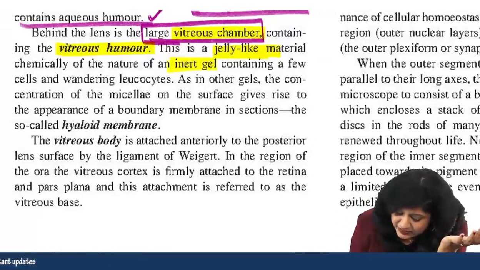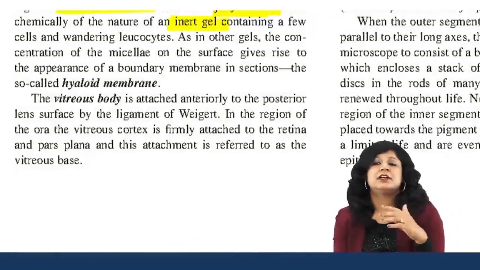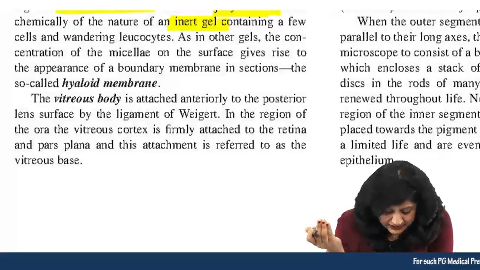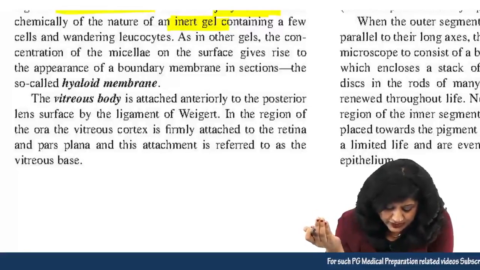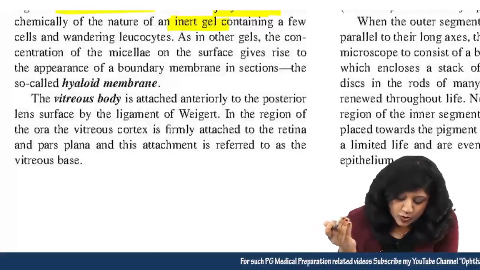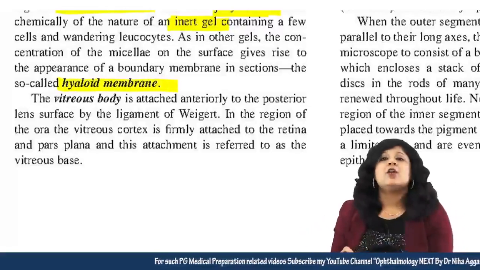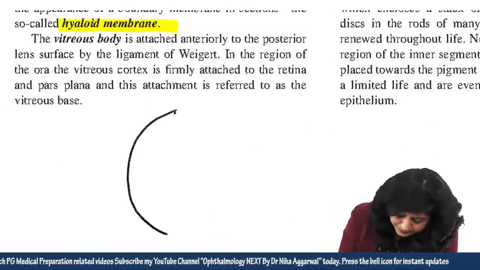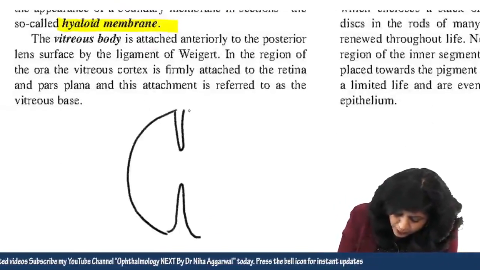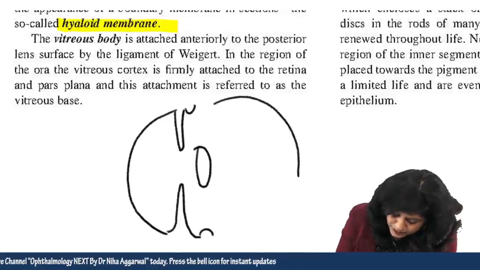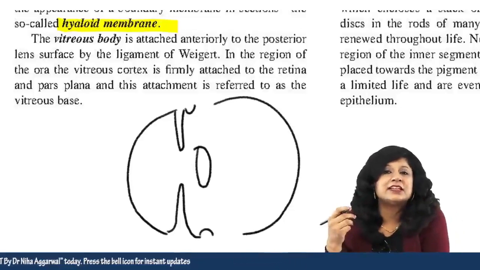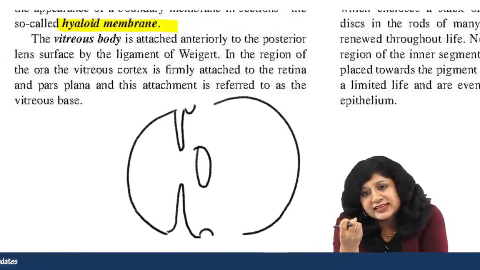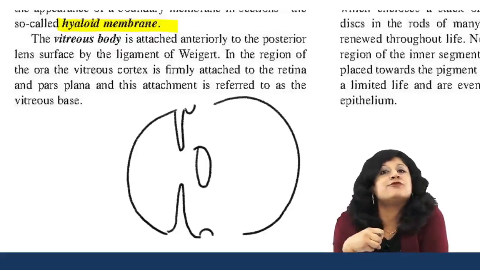It's very inert. Very few cells or leukocytes are present, otherwise it is very inert. As in other gels, the concentration of the micelles on the surface gives rise to the appearance of a boundary, the so-called hyaloid membrane. If you remember, I told you this also in the diagrams: the vitreous forms false membranes, because vitreous is a gel-like substance, so at certain places it condenses and forms the false membranes.